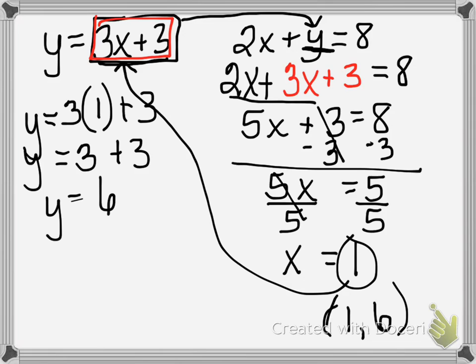This is the solution to my system of equations. And we can double check. We can plug it back in. 3 times 1 is 3, plus 3 more gives me 6. If I check it on this equation over here, 2 times 1 is 2. 2 plus, in place of y, I'm putting the 6. So 2 plus 6 is in fact 8. So it works for both equations. So my solution is 1, 6. So it has exactly one solution, which makes it consistent and independent.